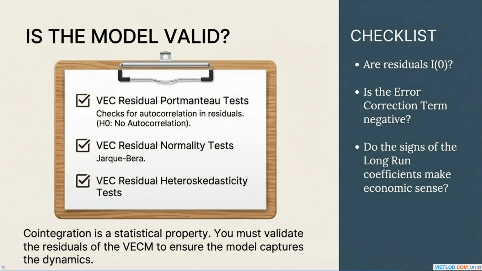Finding cointegration is a statistical result. We must validate the resulting VECM to ensure it's a good model. The first check is to ensure the residuals of the VECM are stationary, or I(0). They should behave like white noise.